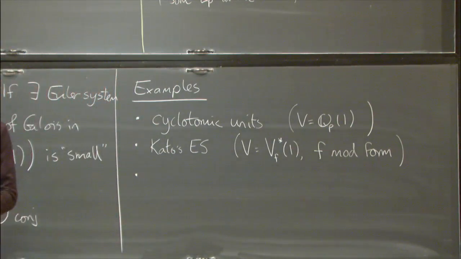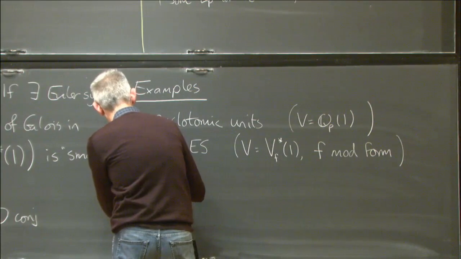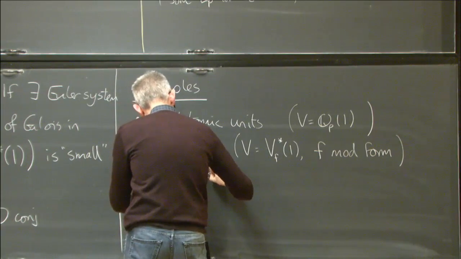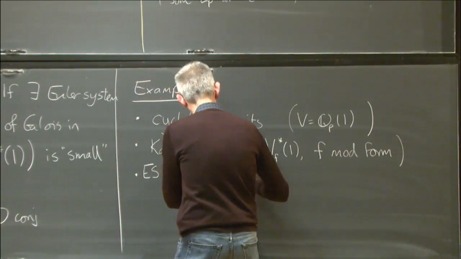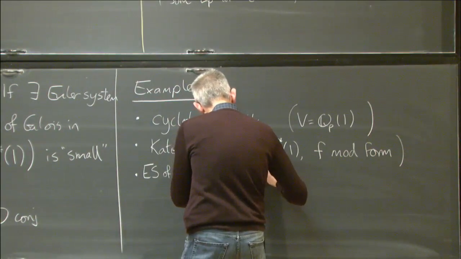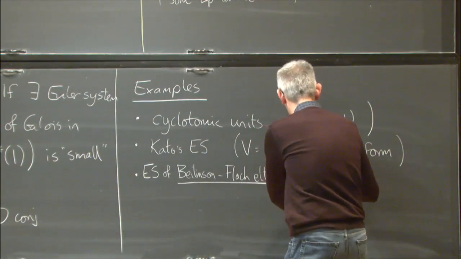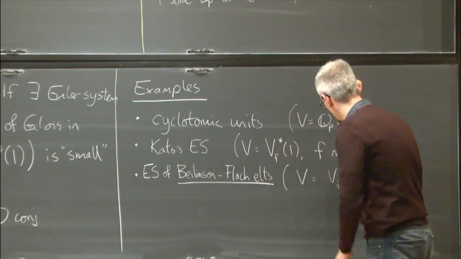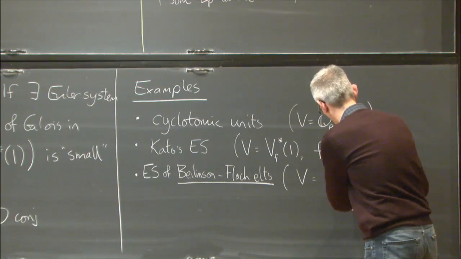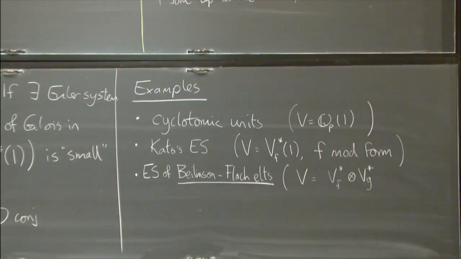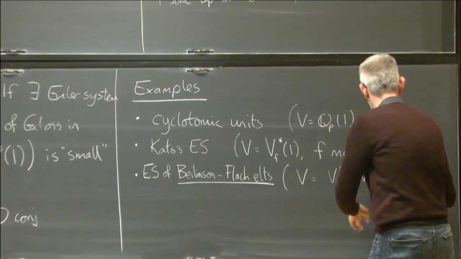And a more recent example, which I'm going to treat in a little more detail, because it's motivation for the new case that I want to introduce later, is the Euler system of Lei–Loeffler–Zerbes, of Lemma and Flach elements. So here the representation is four-dimensional. And you take two modular forms, so you get two-dimensional representations, and you tensor them together.